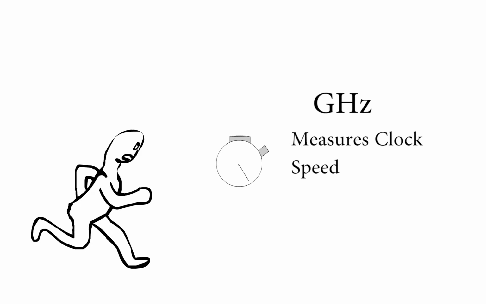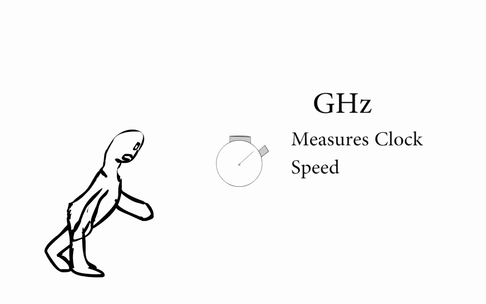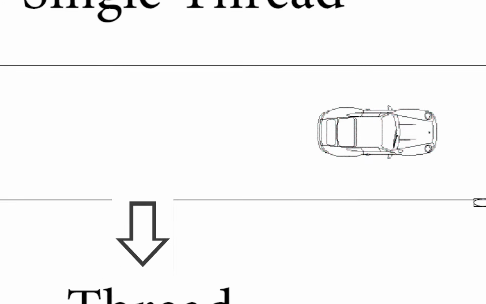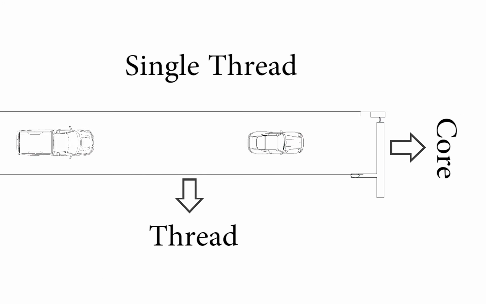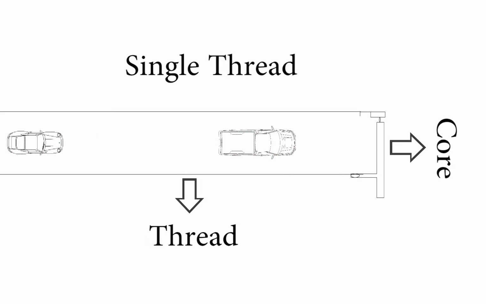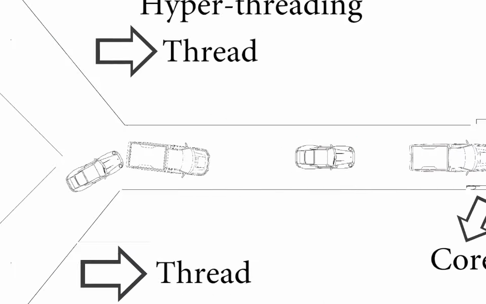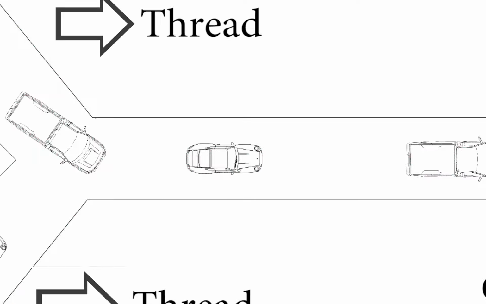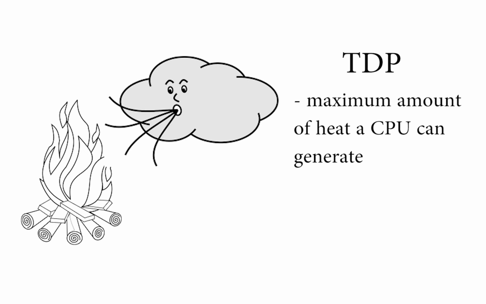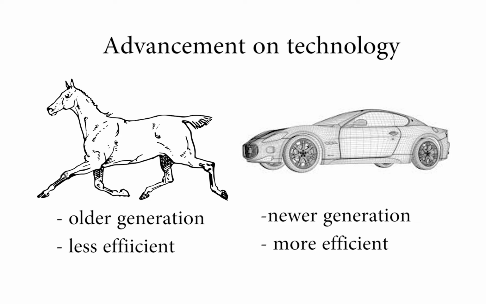Firstly, gigahertz measures the clock speed, the rate at which a processor executes a task. Threads, on the other hand, act as a lane connected to the CPU core where data is processed, or in other words, where your programs are processed. Also, there's a thing called hyperthreading, which uses two threads and allows data processing to be quicker. Moreover, TDP is the maximum amount of heat a CPU can generate that the cooling system in the computer is designed to dissipate in typical operation. And lastly, thanks to advancements in technology, newer generation CPUs have become more efficient at processing data, so now they can do more with less.